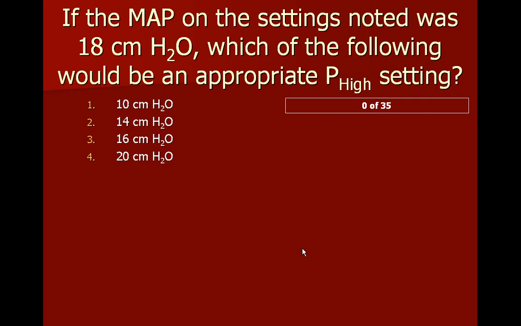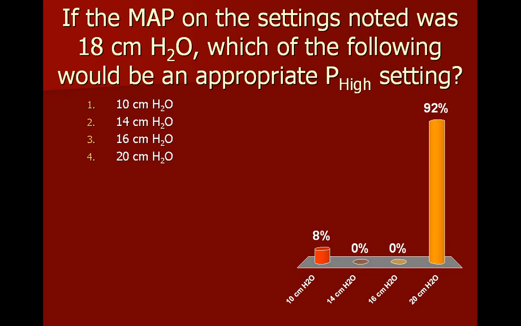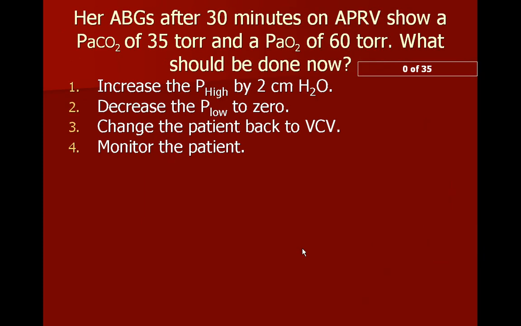If the mean airway pressure is set at 18, where would you set the P high? See what the group's consensus is here. About 20 is probably the best place to put it. Okay. 30 minutes after, they had to get an ABG, didn't they? It shows a PCO2 of 35. We'll assume a normal or acceptable acid-base status, and a PO2 of 60.